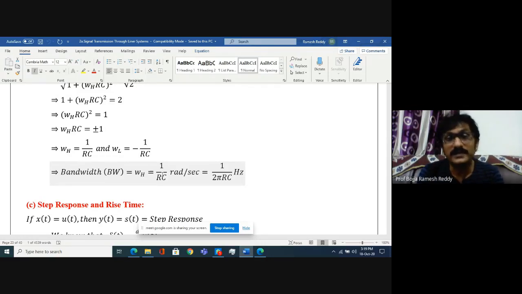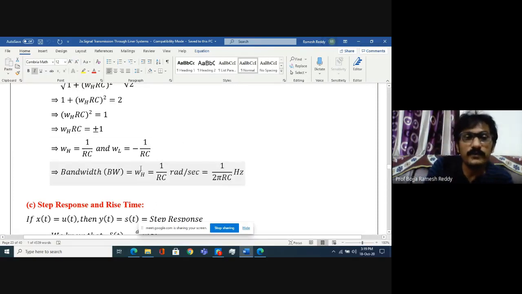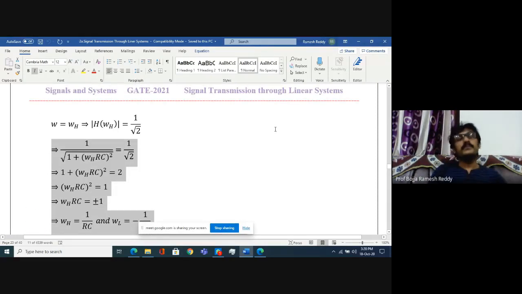If you want to write the answer in terms of hertz, divide by 2 pi, because omega is equal to 2 pi f. Then f is equal to 1 by 2 pi RC, that is, 1 by 2 pi RC hertz. That is the way to calculate the bandwidth of any type of circuit.